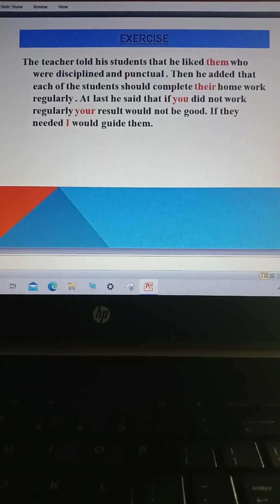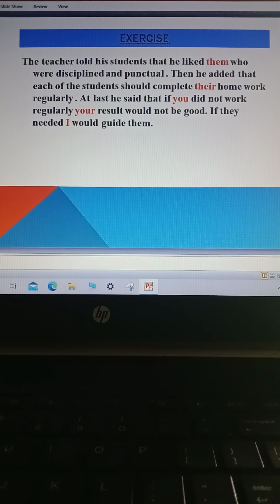Whose result would not be good? Their results, that is the students' results. Here the students' possessive form is their, so I use their instead of your as the right answer. So I repeat the sentence, I will tell you the right answer. At last he said that if they didn't work regularly, their result would not be good.